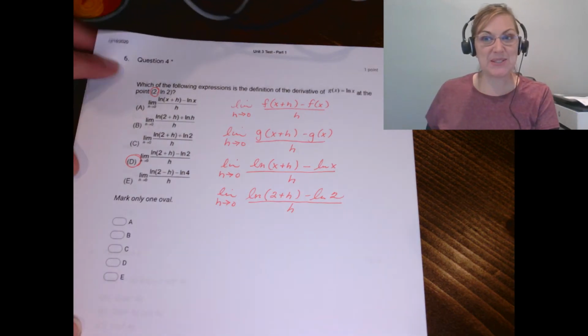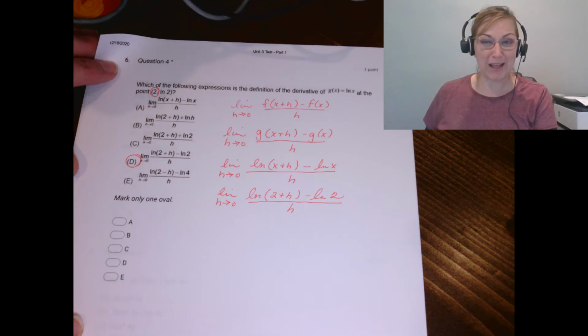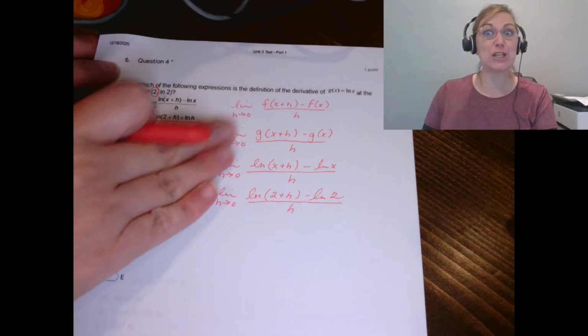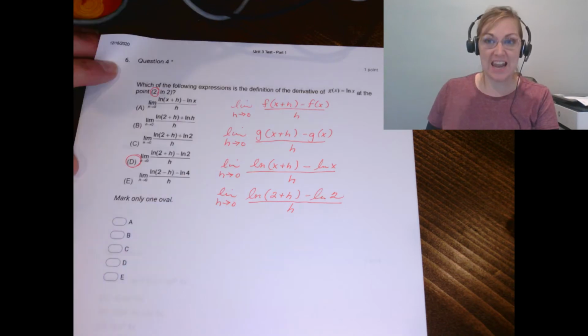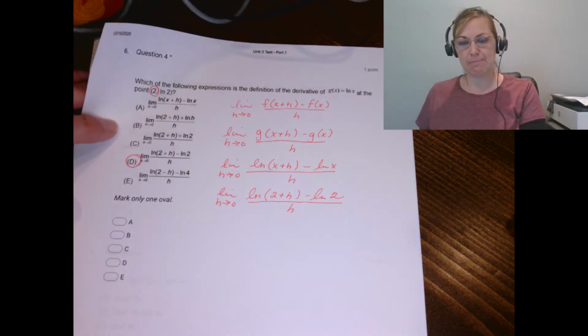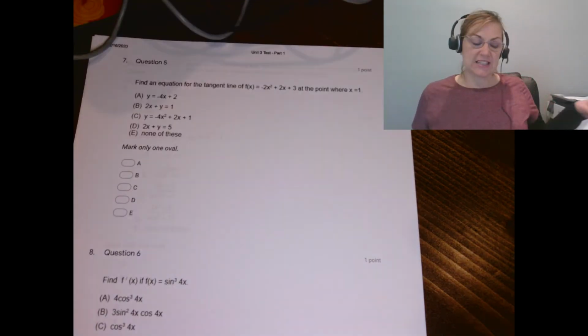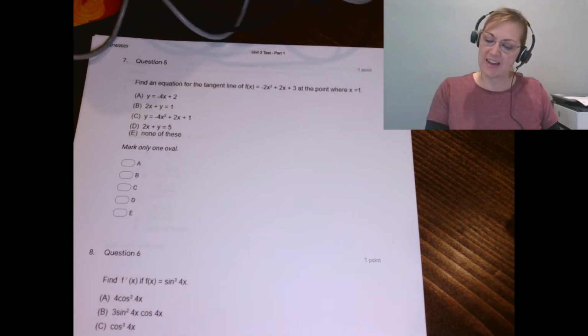So, wow, that one was a lot of substitution, not a whole lot of calculus other than I had to know the formal definition and I had to make my substitutions appropriately. Okay, let's look at question 5 then.